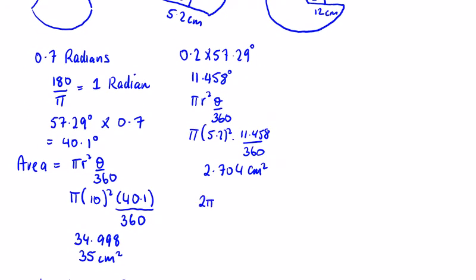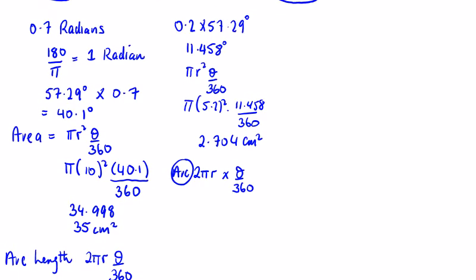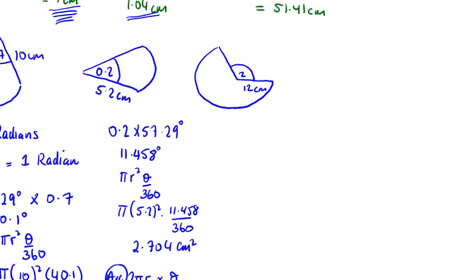So it's 2 pi r for the arc, 2 pi r by theta over 360 because it's a fraction of an arc. So 2 by 5.2 by 3.142 by 11.458 over 360. And we do get 1.04002, so 1.04 centimeters. And the next one then.